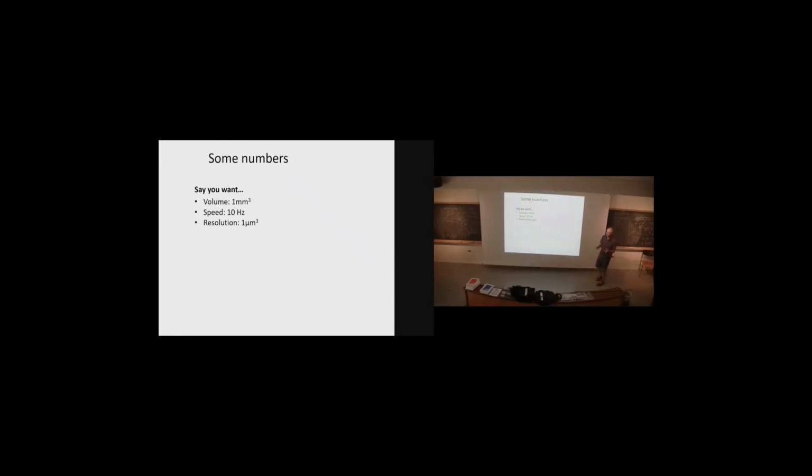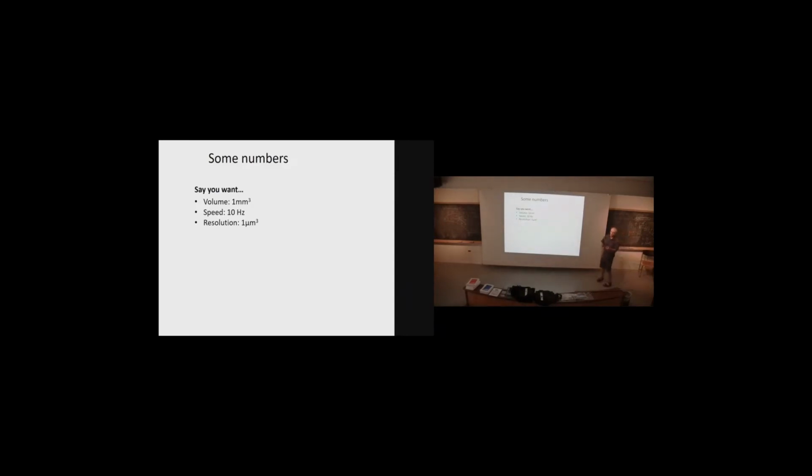But there's a problem, right? The problem is, let's say you want to look at a large volume. So large in this context is maybe a millimeter cube. A millimeter cube is a fair chunk of the mouse brain, and let's say that's what you want to see. And let's say you want to follow the dynamics of neurons. Let's say the calcium dynamics.